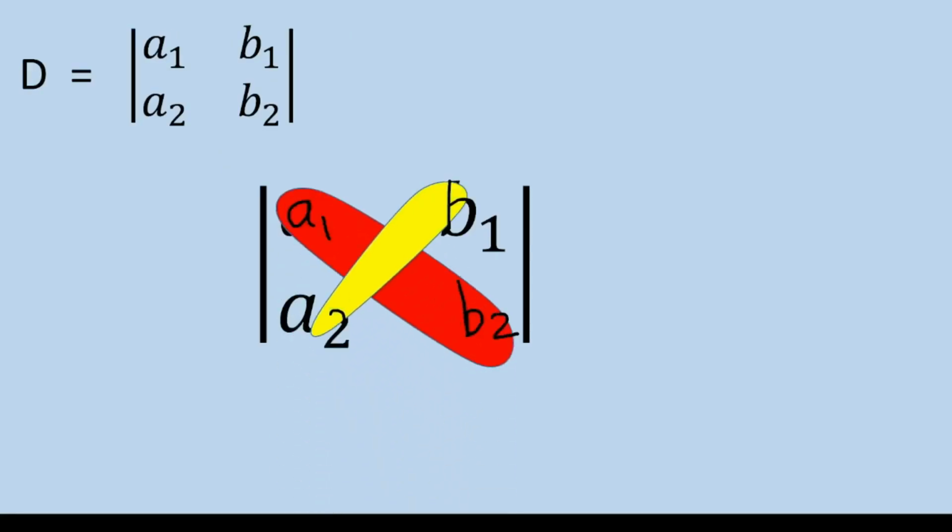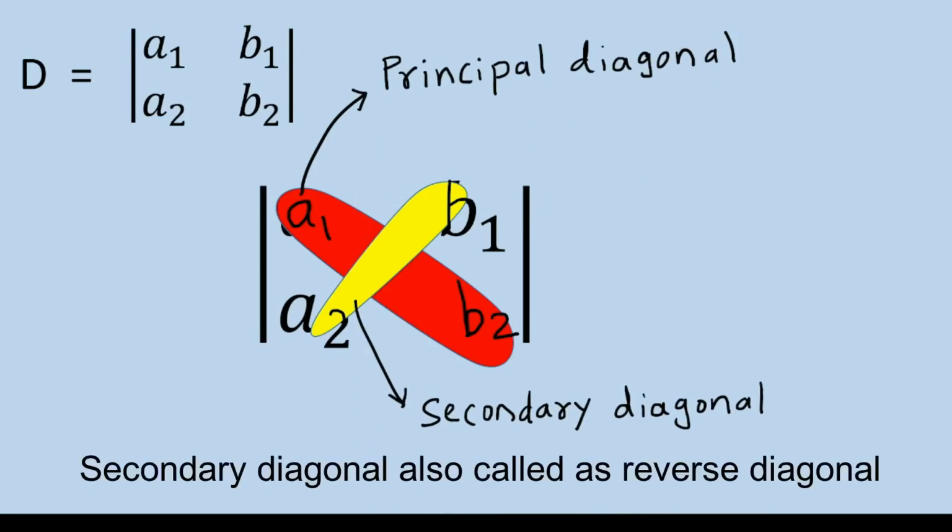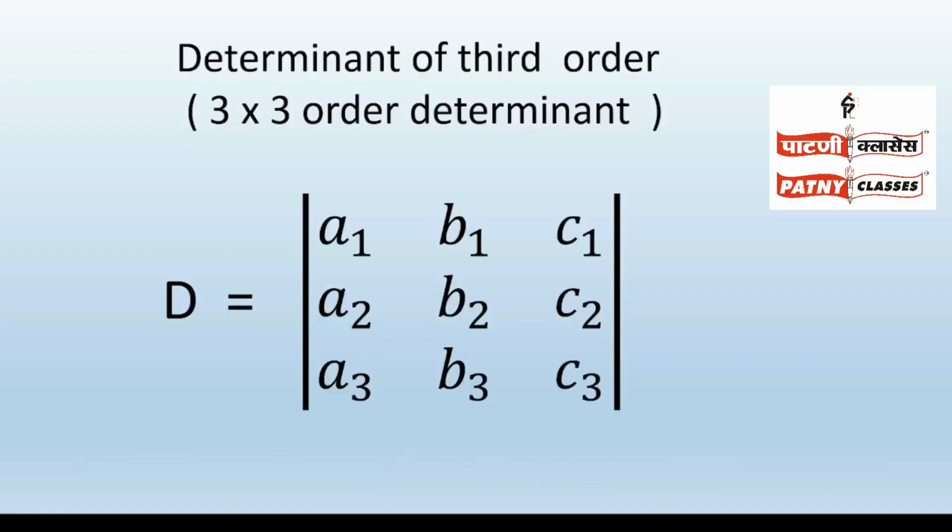There are two types of diagonals in a second order determinant. They are principal diagonal and secondary diagonal. Elements present in principal diagonal are A1, B2, and elements present in secondary diagonal are A2, B1.